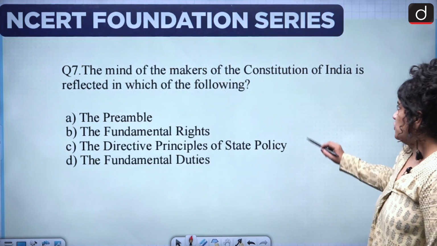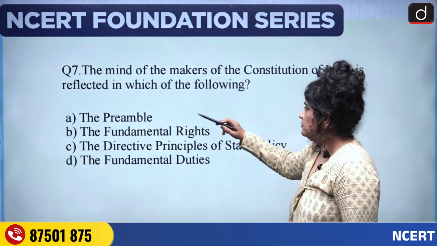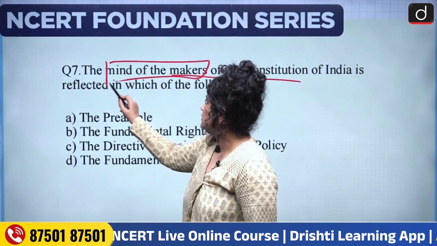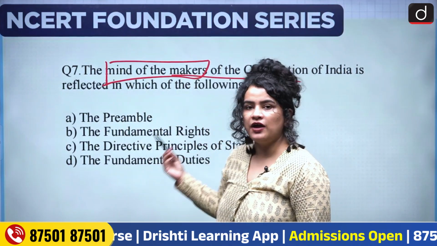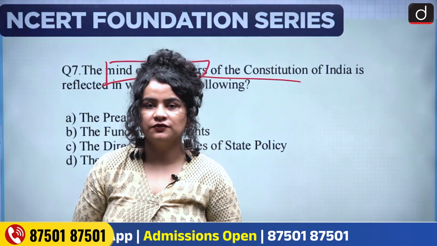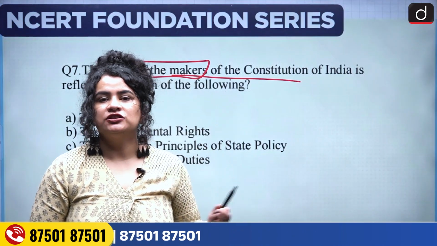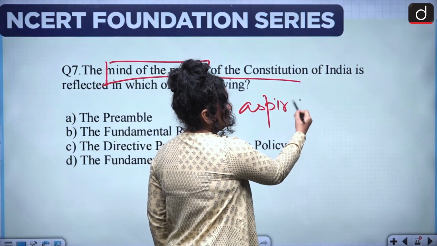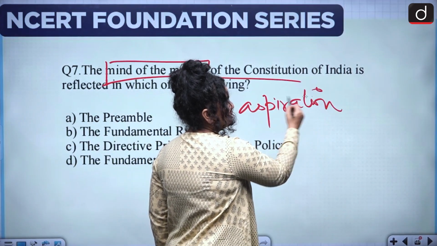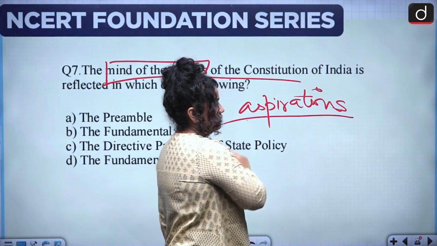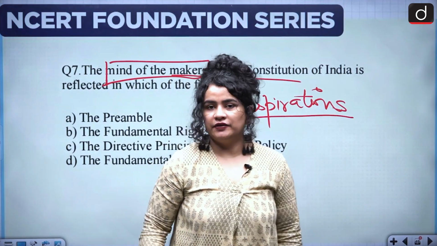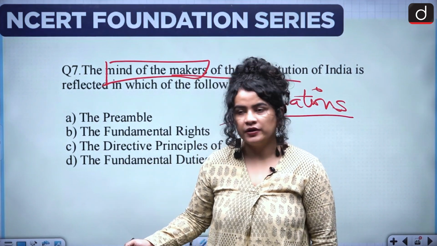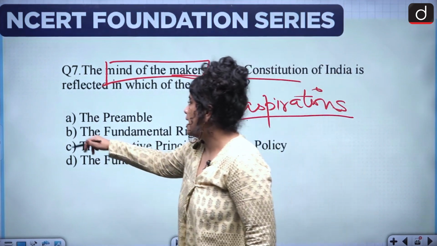The mind of the makers of the Constitution of India is reflected in which of the following? Mind of the makers. So if you have to try and figure out what the makers of the Constitution were thinking, they were actually thinking about the aspirations of the people and the vision of a just and fair and prosperous society. Where do we find such a vision? We've just seen that vision just a couple of slides ago, and that was the preamble.